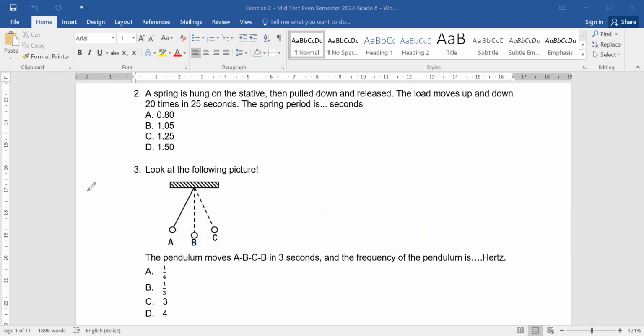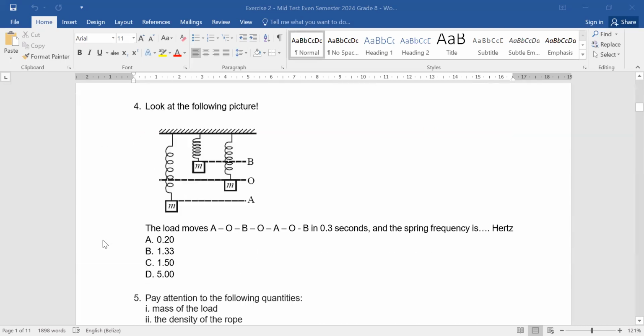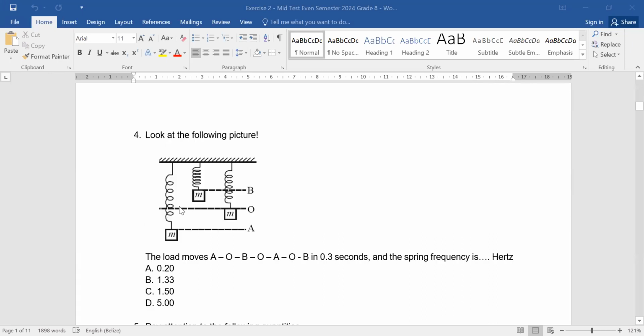Okay, the next one, question number 4. In question number 4, you are given the spring here, right? The spring, the load moves from A, O, B, O, A. Okay, so let us see here. It moved from A, O, B, O, A, O, B. Oh, it's quite a lot. And it happened in 0.3 seconds. So the time is 0.3 seconds.